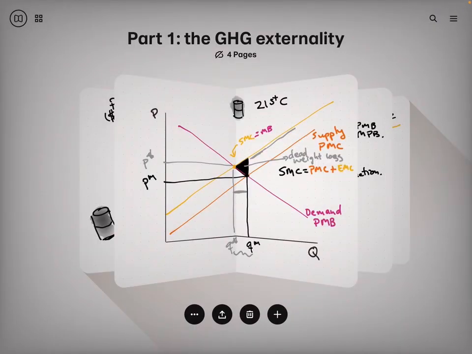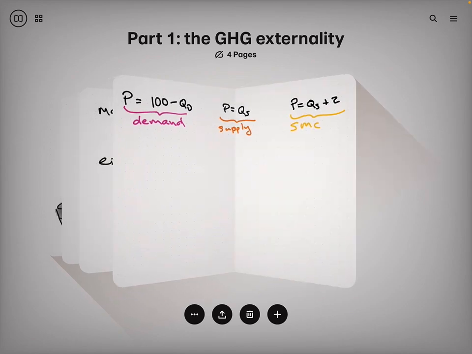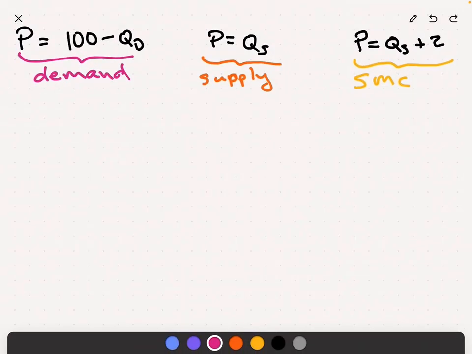Okay, so let's wrap things up by doing a quick algebraic example to really drive the point home. So let's suppose that we've got demand represented by this equation, and we've got supply represented by this equation. And remember that supply we had been also equating to private marginal cost, right? But now, because of the externality, the social marginal cost is different than the private marginal cost.